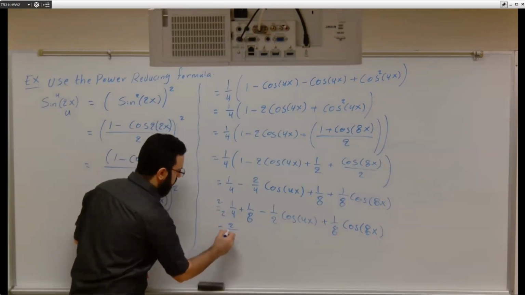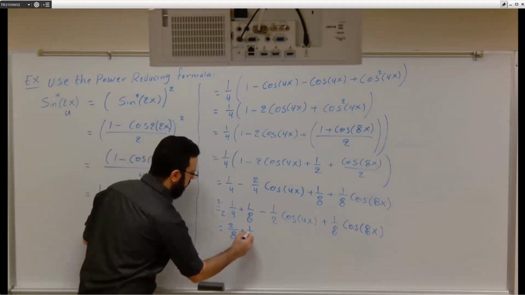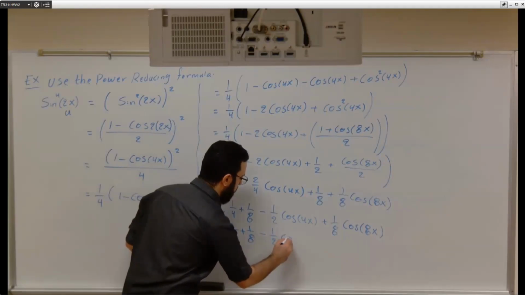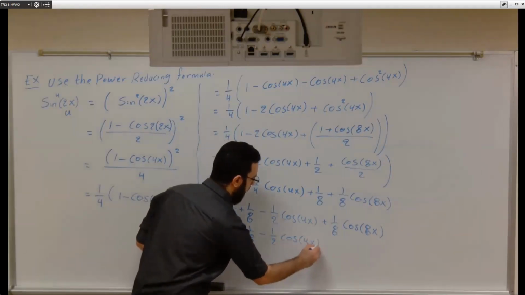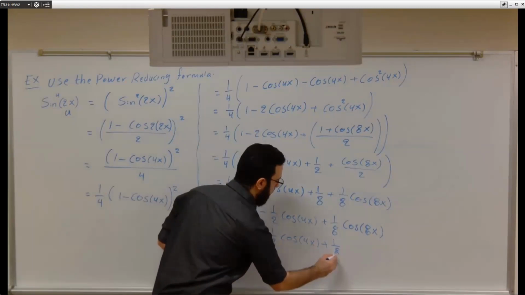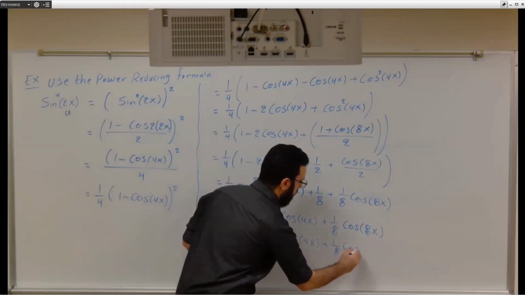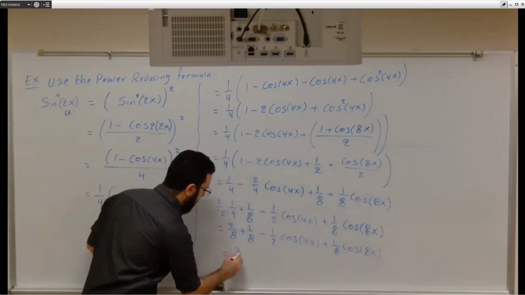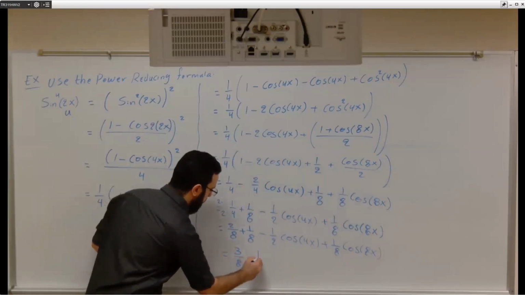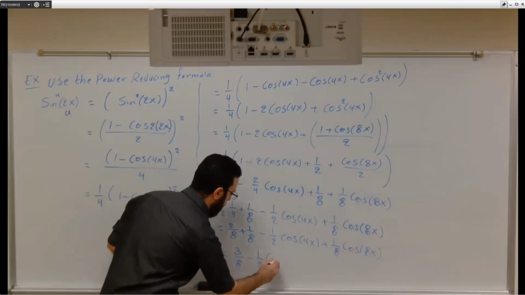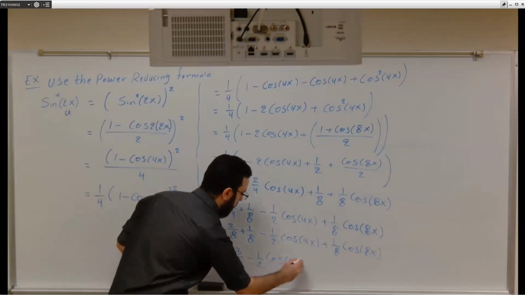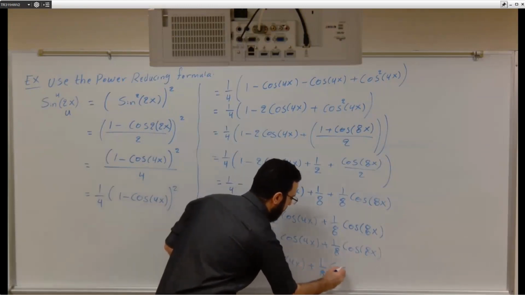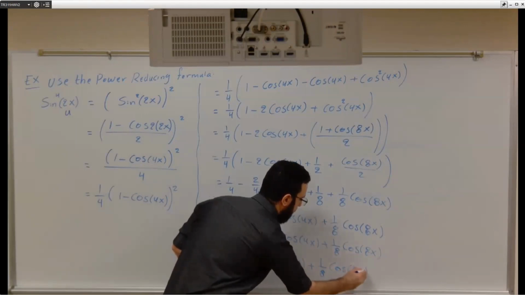So it's going to be 2/8 plus 1/8, minus 1/2 cosine 4x plus 1/8 cosine 8x. And then it's going to be 3/8 minus 1/2 cosine 4x plus 1/8 cosine 8x. That's it.